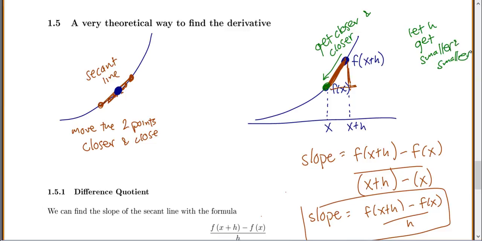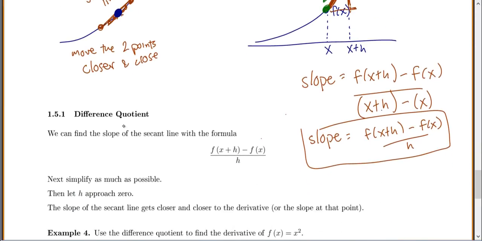Now this idea of getting closer and closer is something called a limit. And we haven't actually talked about limits yet. We do it in the next section. So it's kind of an interesting order to go about it, but that's the way our textbook does it. So we want to get closer and closer by letting h get smaller and smaller. So let's look at this theoretically.